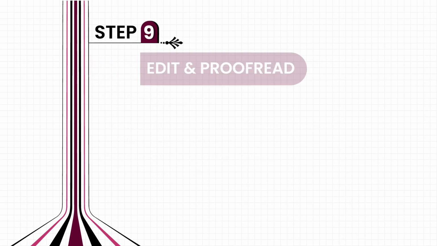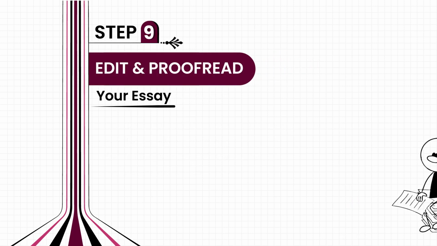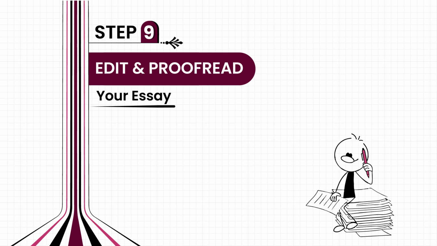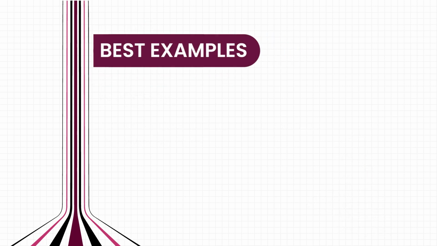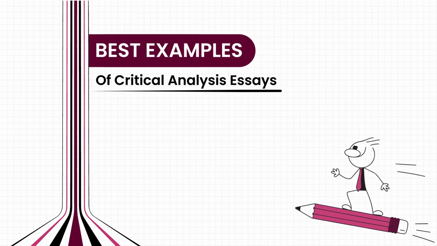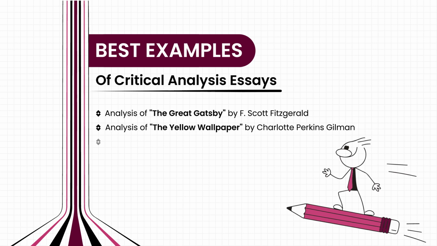Step 9. Edit and proofread your essay. Once you've written your critical analysis essay, it's essential to edit and proofread it for grammar, spelling, and punctuation errors. Now that we've gone through the steps, let's take a look at some best examples of critical analysis essays.